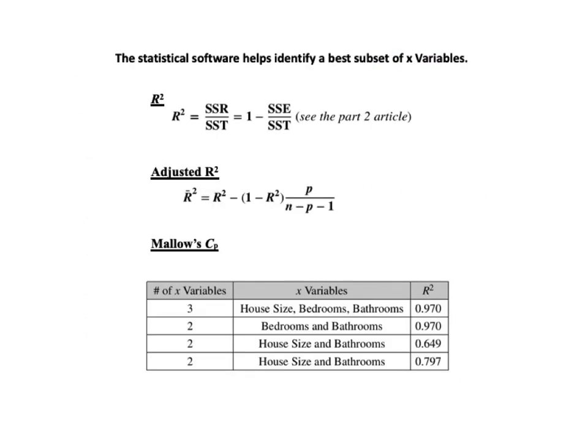The statistical software can identify a best subset or best subsets of x variables. There are a number of methods for selecting best subsets. The best approach may be to select a set or sets of x variables which optimize one of these three statistics: R squared, adjusted R squared, or Mallows' Cp.